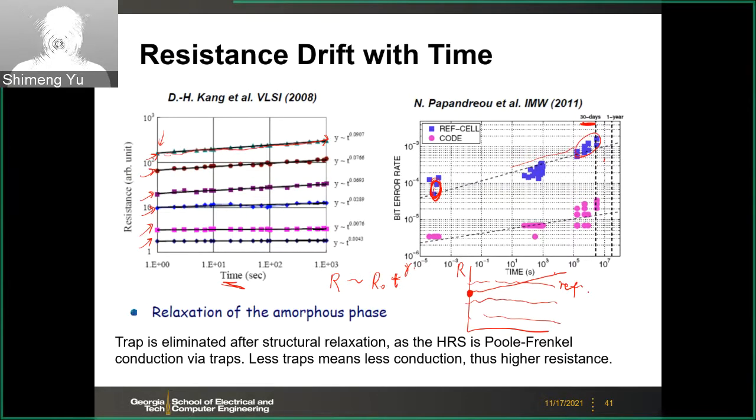But this drift is more predictable, I would say. If you characterize your device, then you can know this function, then you can predict. So sometimes you can adjust your reference accordingly to compensate for this effect.